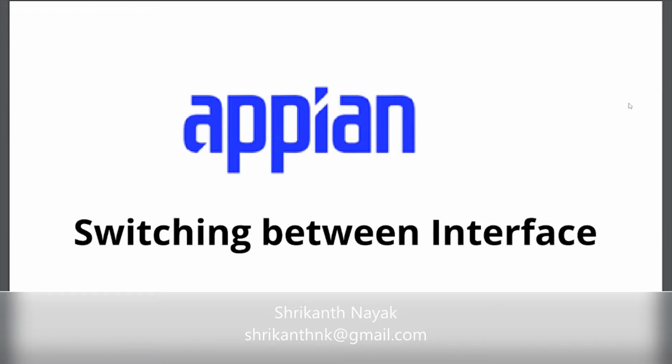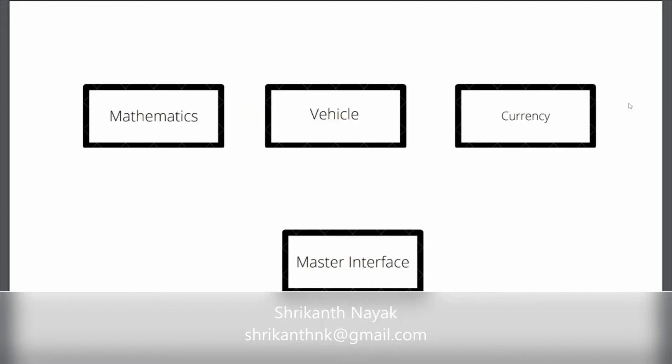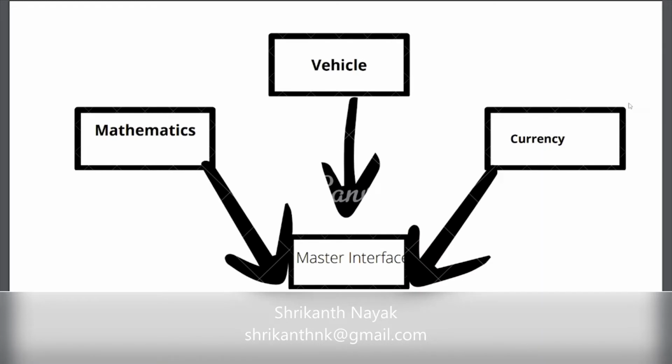Today we will implement multiple interfaces in Appian and switch between them. For this demonstration purpose, I'm going to create four interfaces in Appian. I'm going to call them mathematics, vehicle, currency, and master interface. After creating these four interfaces, I'm going to call three interfaces, that is mathematics, vehicle, and currency interfaces, from the master interface.